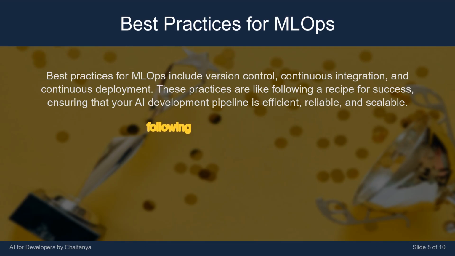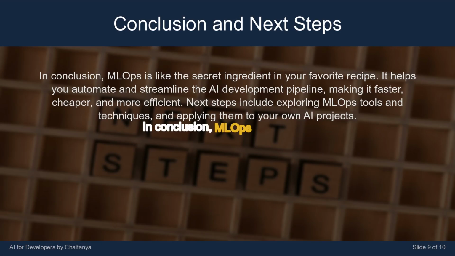These practices are like following a recipe for success, ensuring that your AI development pipeline is efficient, reliable, and scalable. In conclusion, MLOps is like the secret ingredient in your favorite recipe. It helps you automate and streamline the AI development pipeline, making it faster, cheaper, and more efficient.